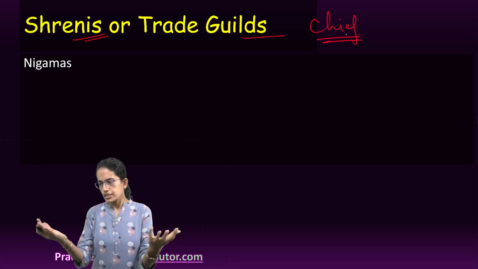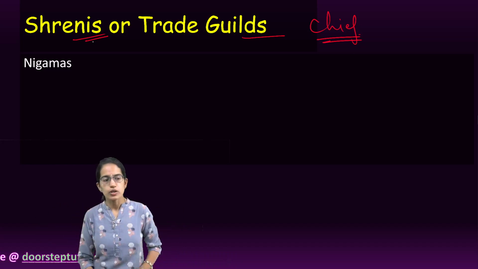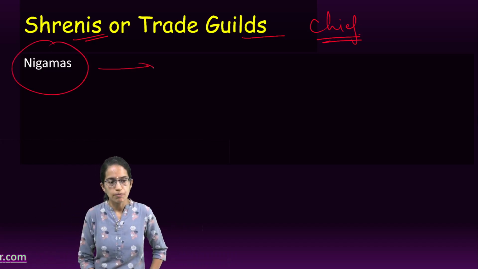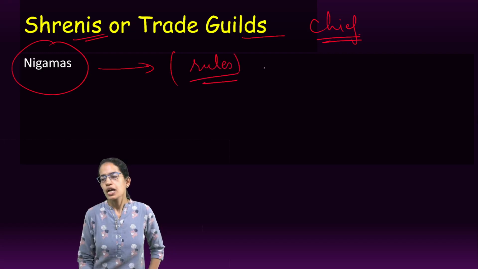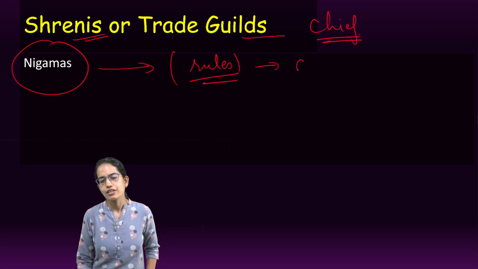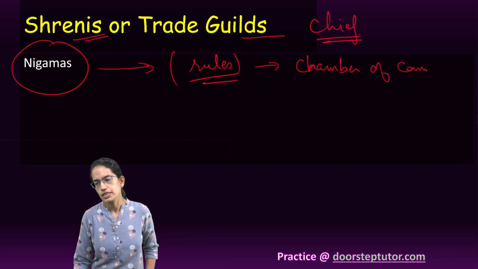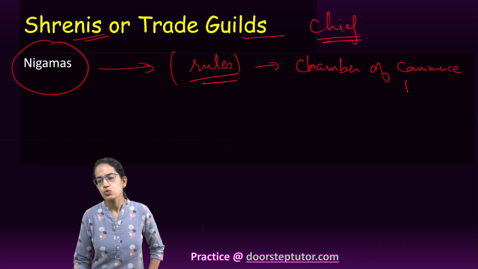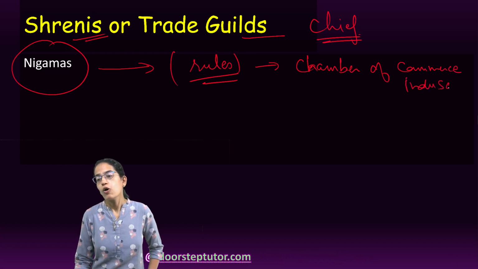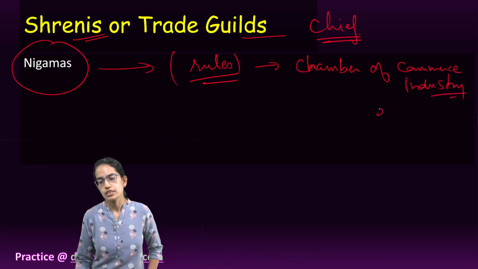Some of the guilds came together and formed a joint organization, and this was known as Nigam. Now Nigam had certain rules and regulations which were prescribed, and it was a kind of chamber of commerce. So it was a chamber of commerce and industry, we can say, and this was responsible also for the exports from the region. So exports were brought through the Nigam.